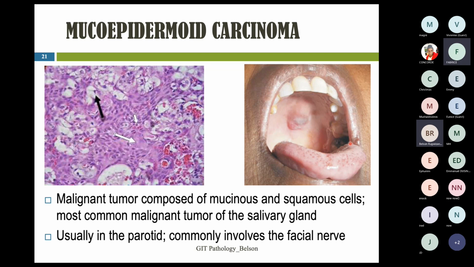So, mucoepidermoid carcinoma. The word epidermoid just refers to squamous. These are cancers in which you have features of both squamous cell carcinoma and adenocarcinoma, let's say. So there are cells producing mucus and cells which produce keratin, if I can say so. Personally, I have seen that this is a carcinoma we can see in children. I saw children with this tumor.